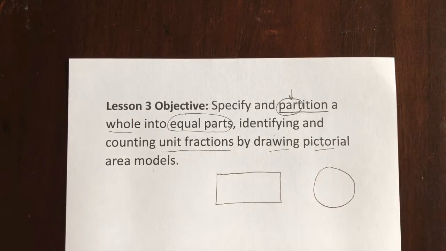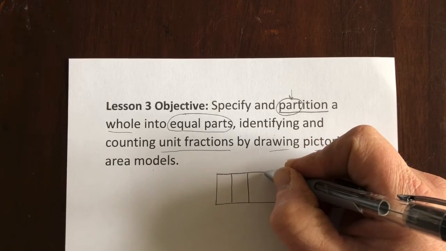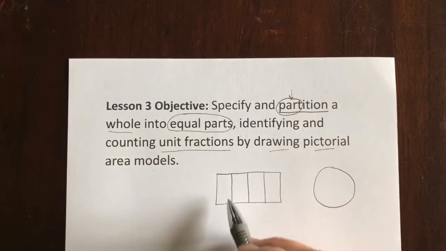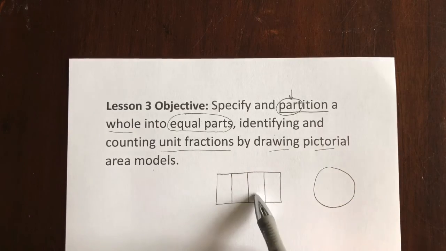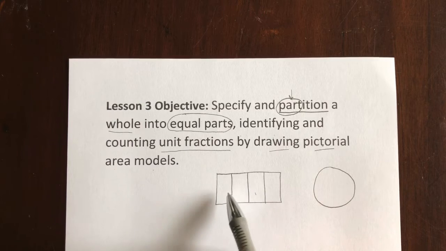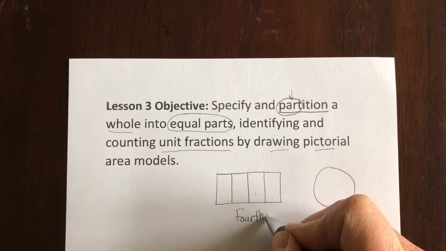So if I look here at this rectangle, I can cut this into fourths pretty easily. My fraction unit could be fourths, so I'd cut it in half, and then cut each of those halves in half. And then I end up with 1, 2, 3, 4 equal pieces. So I just partitioned this into 4 equal pieces. So this is cut into fourths, and I can write that down. I can just say fourths, okay?